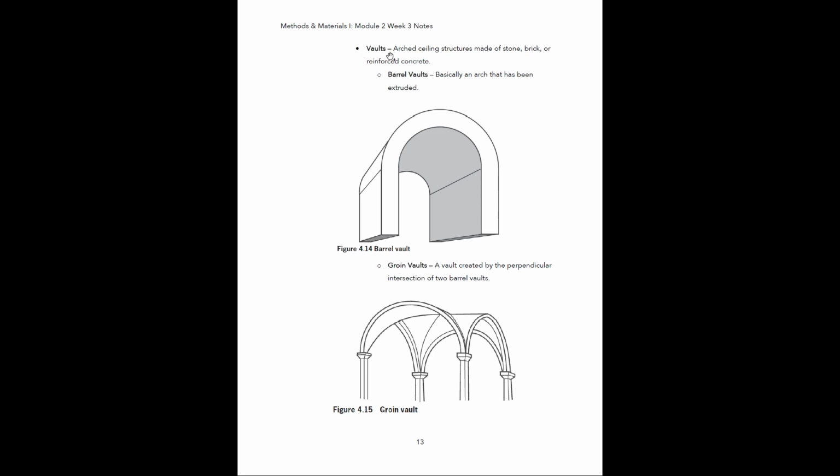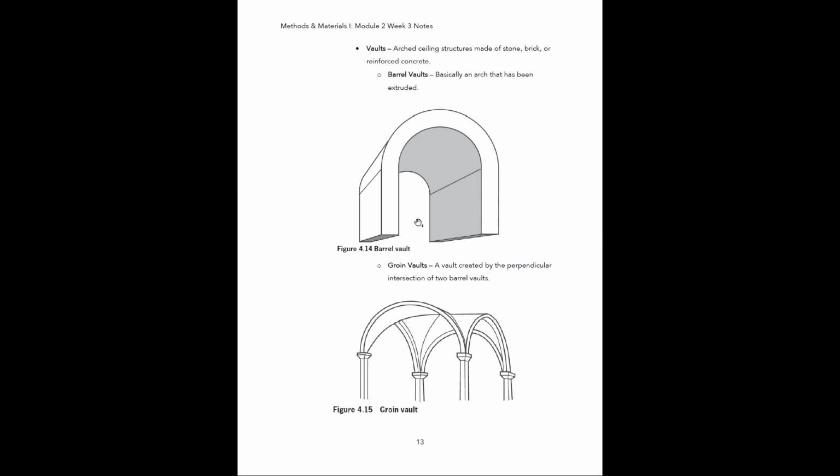Vaults. Okay, so a vault is basically an arch ceiling structure, and it's made of stone, brick, or reinforced concrete. Barrel vaults, these are basically an arch that has been extruded. Okay, so if you have your basic arch shape and then you just extrude that back, now you have a barrel vault. A groin vault is basically taking two of these barrel vaults and intersecting them at a 90-degree angle. So you have one barrel vault going this way and one going this way. And their intersection creates this sort of intricate shape that you're seeing here.